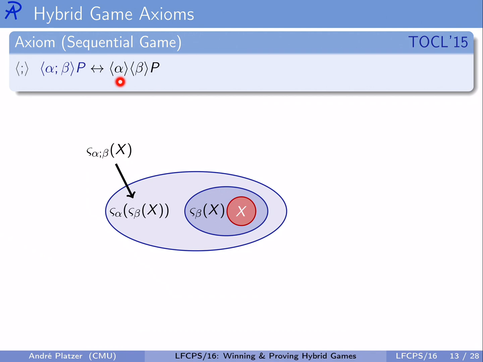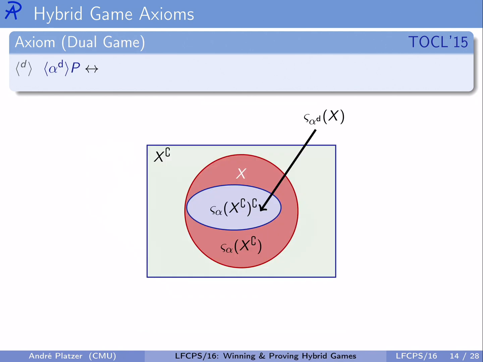It basically means alpha will first be played by Angel, after which beta will be played by Angel, but the goal in the beta subgame is P, whereas the goal for the alpha subgame is, well, beta diamond P, so to win to a state from which there is a winning strategy that will take her further. And the two of these formulas are for that reason precisely equivalent.